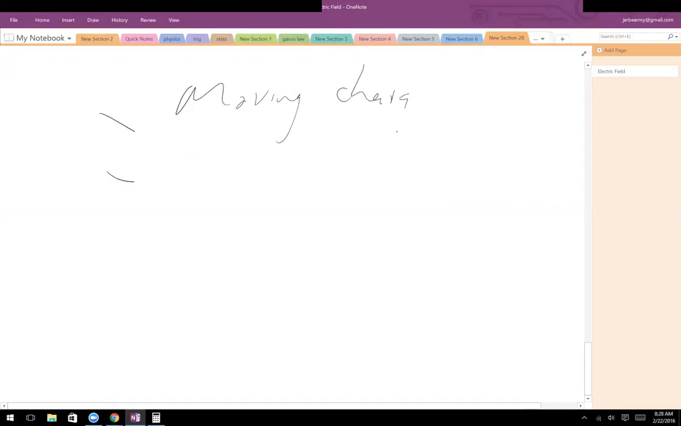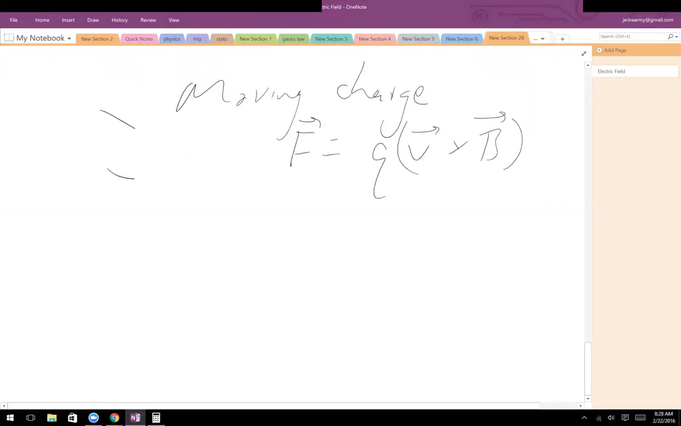So if somehow you just have a single moving charge, we know that force is QV cross B, right? Well, usually you don't have a single moving charge. Typically, when you've got moving charges, it's because they're running through a wire, and then you have a current, right? So let's look at the QV part of it right here.